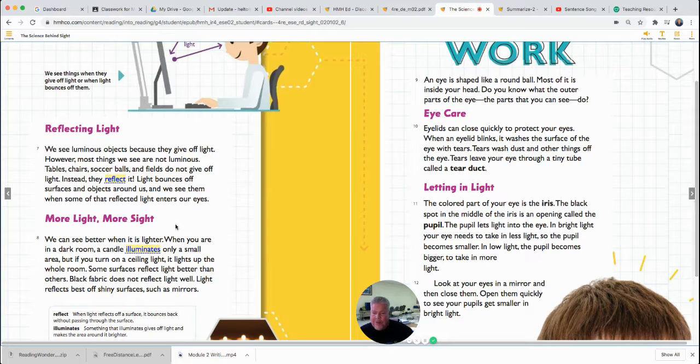More light, more sight. We can see better when it is lighter. When you are in a dark room, a candle illuminates. Remember, illuminate means give off light. Only a small area. But if you turn on a ceiling light, it lights up the whole room.